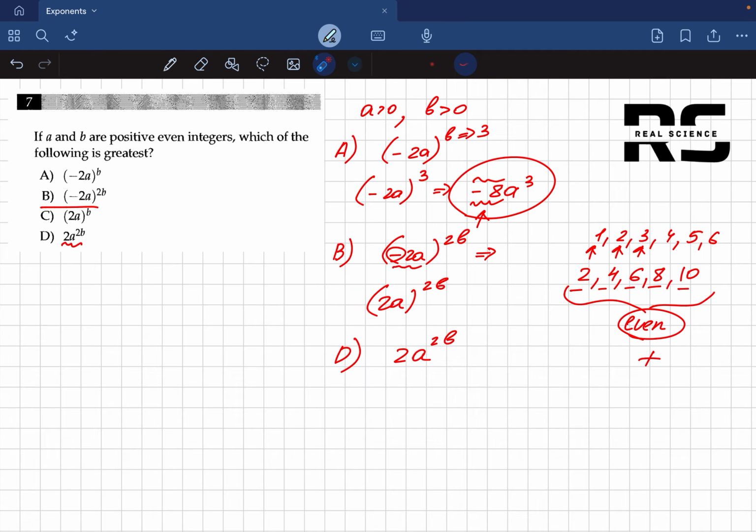Because we are raising not only a to the power of 2b, but 2 as well, meaning that when the 2 is raised and multiplied by a to the power of 2b, it will be a bigger number.